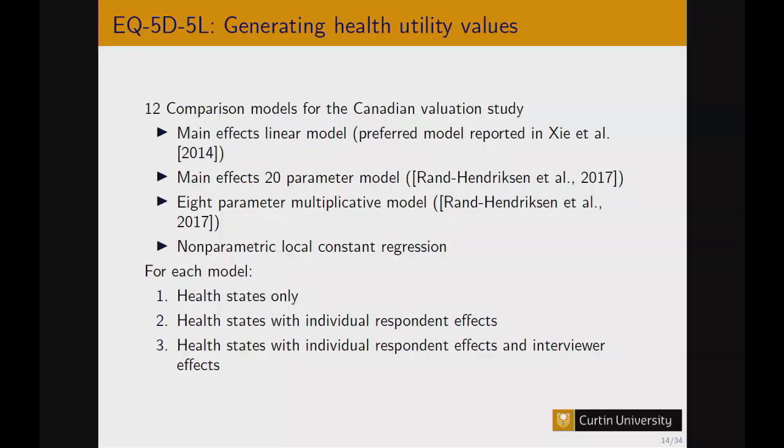They kind of start off with this main effects model. And then I also include an 8 parameter multiplicative model that's reported by Rand Hendrickson, who compared a few different value sets. There are other models that were reported in that paper. I didn't find them to perform any better or to substantially change the problem, so I'm just using the first one as a comparison. And then I'll also have nonparametric local constant regression. Okay, so there's 4 comparators there, and then I'm going to throw 3 other things in the mix here. So I'm going to look at just the health states, so mobility, self-care, usual activities, pain and discomfort, anxiety and depression. Then I'll put in individual effects, so do individual respondents affect the result? And then I'll also include the effect of interviewers.